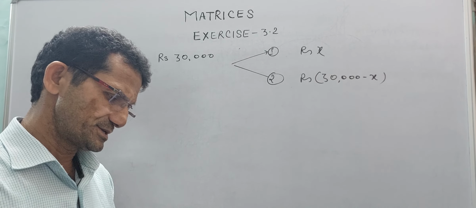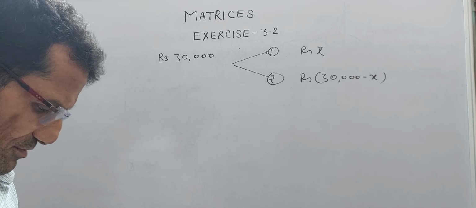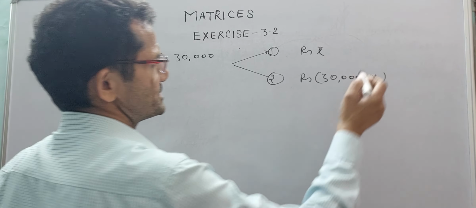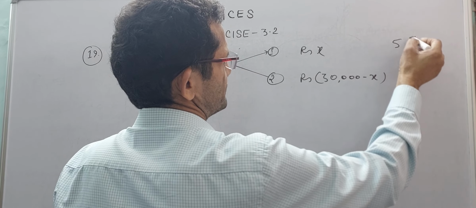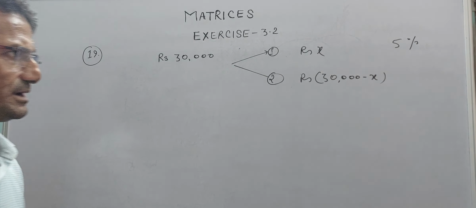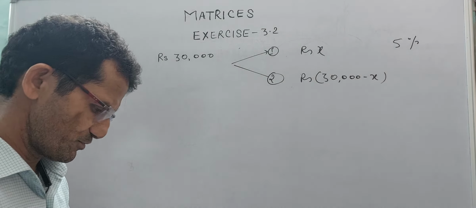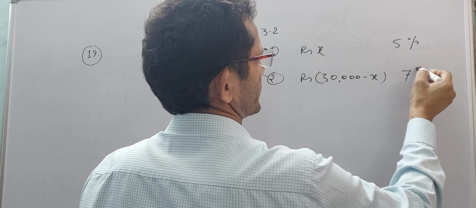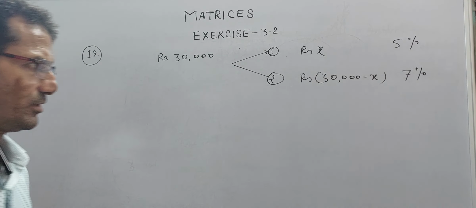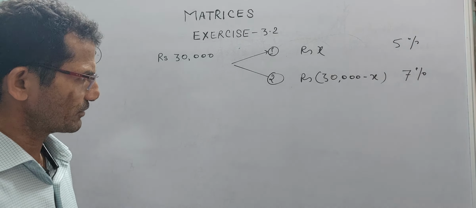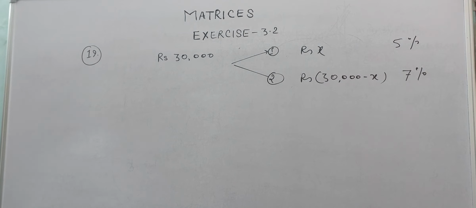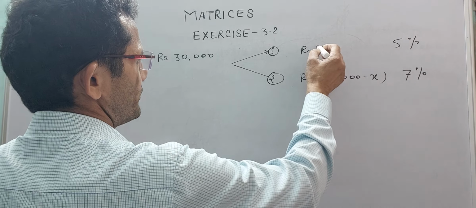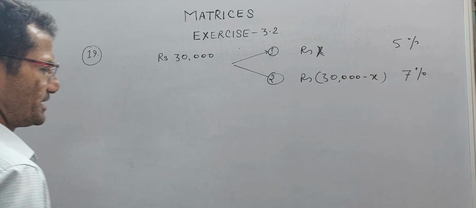Now the rate of interest for the first bond is 5%, and we are getting the dividend at the end of the year, 5% in the first bond and 7% in the second bond. So we have to calculate how to divide this into parts. So we have to use matrix multiplication.